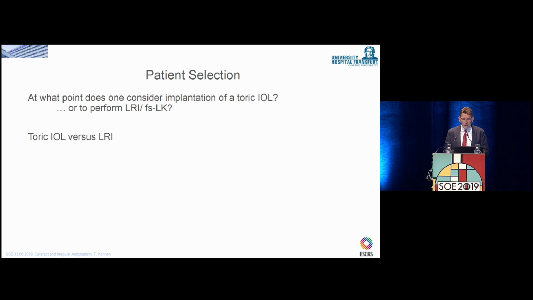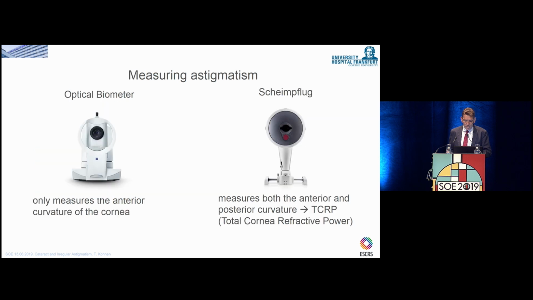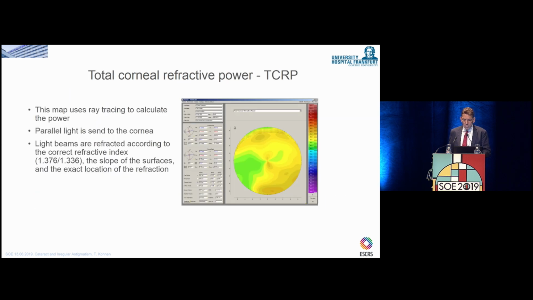Selection of patients: we can add toric lenses, or we can look at limbal relaxing incisions. We usually use toric intraocular lenses above 1.5. For small amounts, we can even look at limbal relaxing incisions. But of course, we need to have good methods to measure the astigmatism. Again, I would like to show this quickly. Optical biometry, total corneal refractive power.